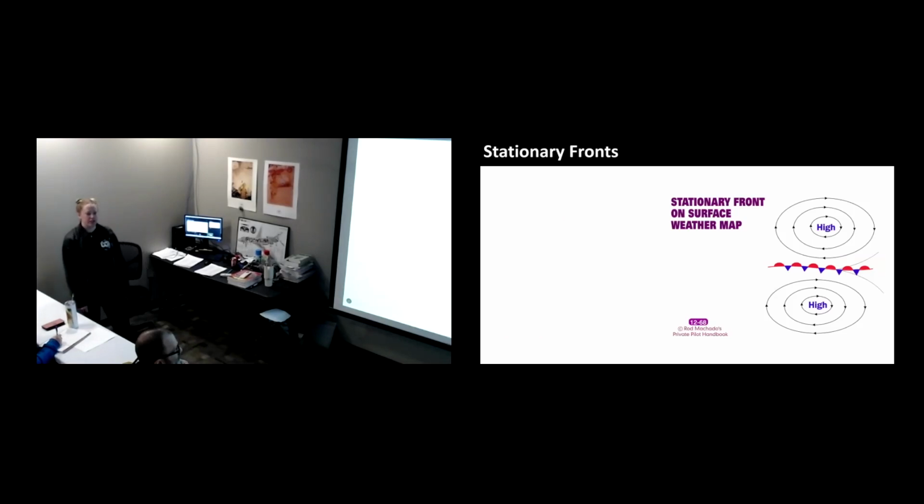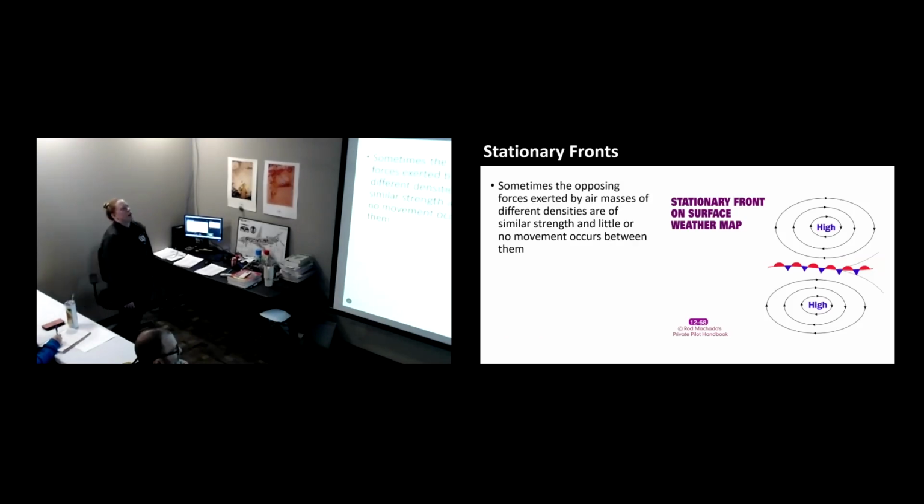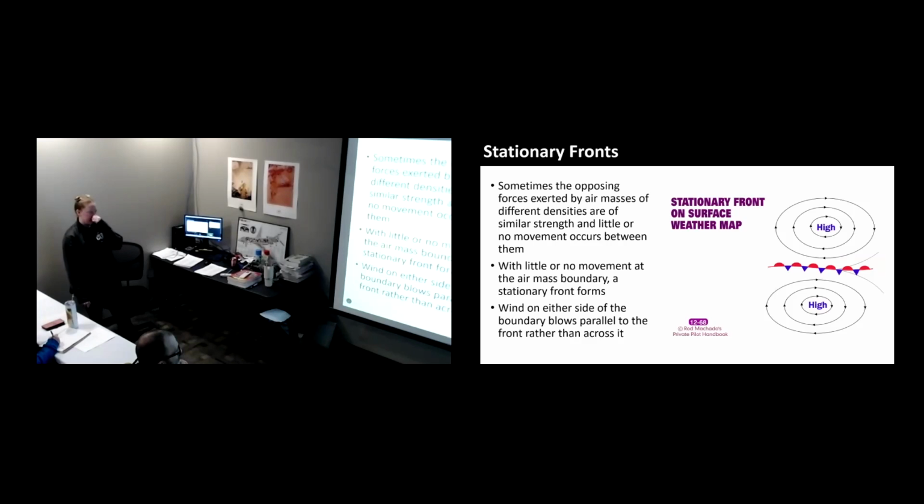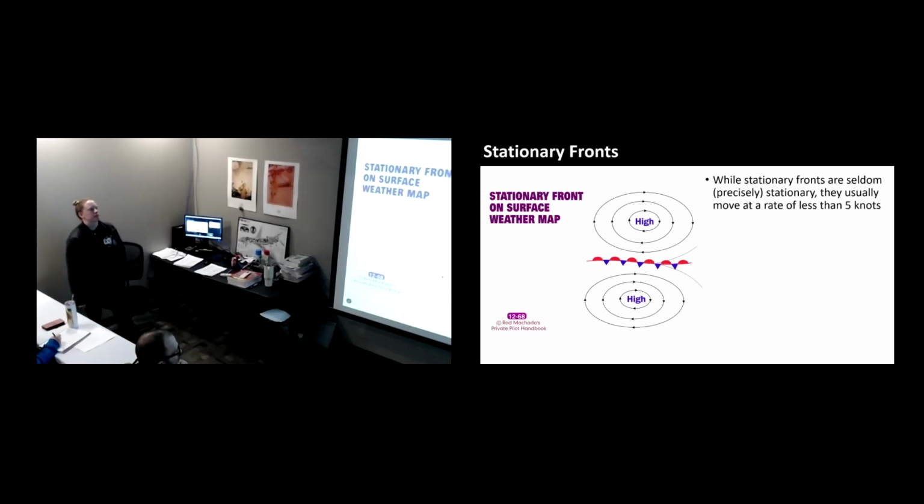There's stationary fronts too, okay? Sometimes the opposing forces exerted by the air masses of different densities are similar and no movement occurs. This is what they look like on a weather chart. A little mix of cold and warm. With little to no movement, they're stationary. Wind on either side of the boundary blows parallel to it rather than across it. So the wind is going sideways instead of trying to push each other. While stationary fronts are stationary, they do move a little bit, 5 knots.